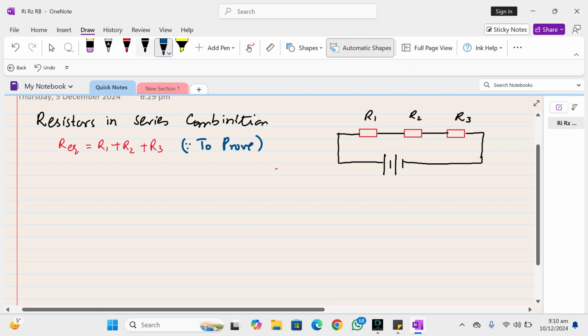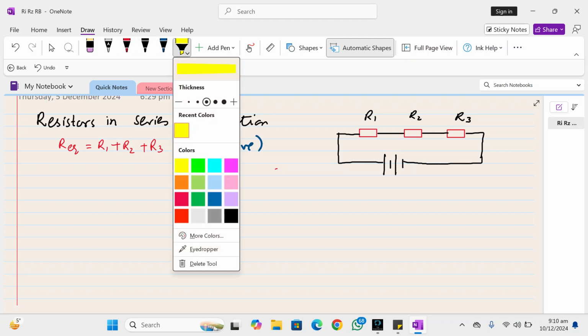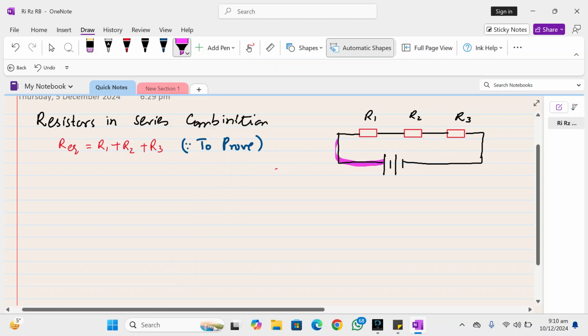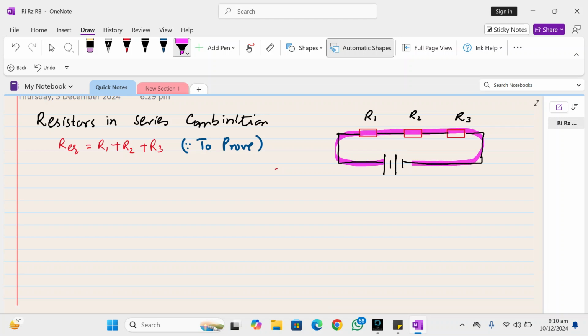We know this is actually a series circuit. The series circuit is the one in which there is a single path for the current to flow. So for example, this is the actual path for the current to flow. So it means the current passing through each resistor would be the same.